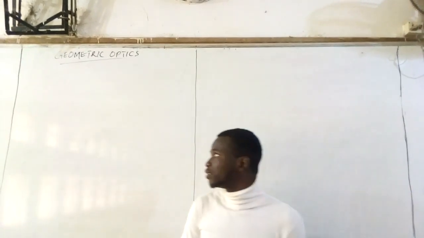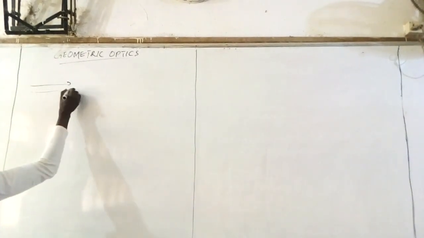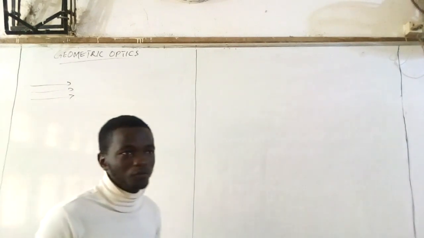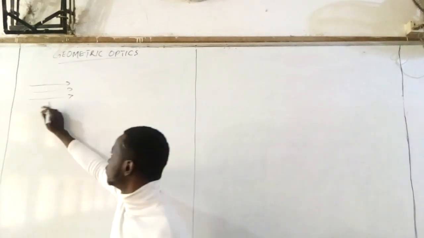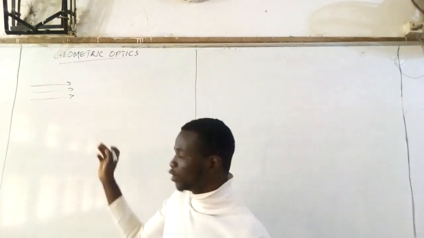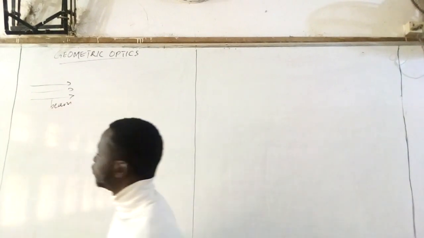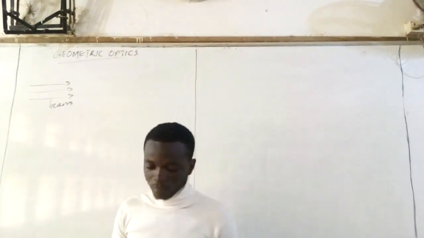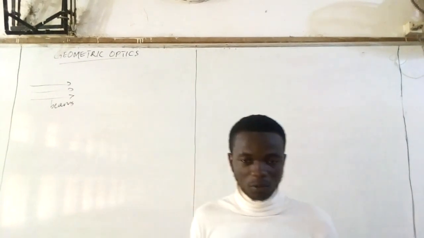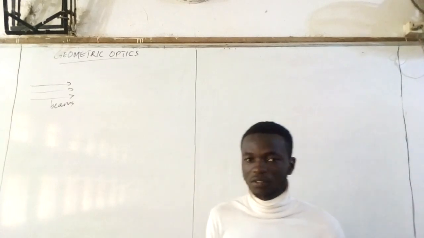But before that, we know that light itself travels in a straight line. When we have a single light traveling this way, we call it a ray. And when we have multiple rays, we call them beams. So these are beams. So light is a visible form of energy which radiates outwards.